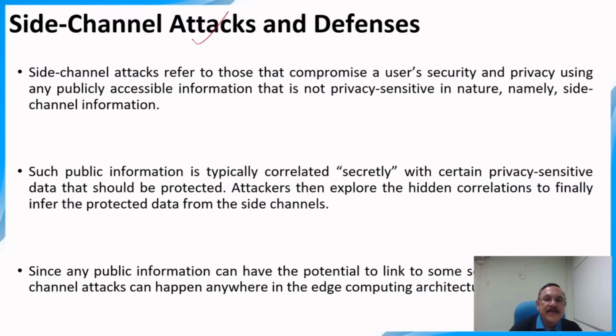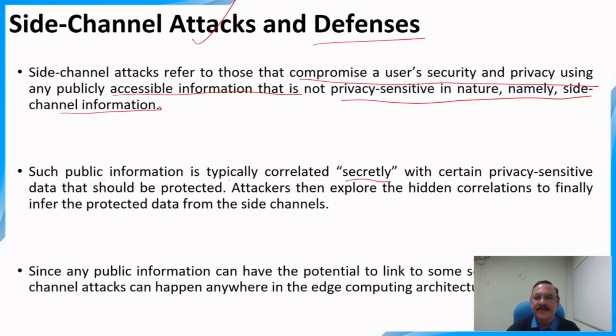Now, coming to the next type of attack, which is called side channel attack, let us see its defenses. Side channel attacks compromise user security and privacy using publicly accessible information that is not privacy sensitive in nature, namely the side channel information. Such public information is typically correlated secretly with certain privacy sensitive data that should be protected. Attackers then explore the hidden correlations to finally infer the protected data from the side channels.